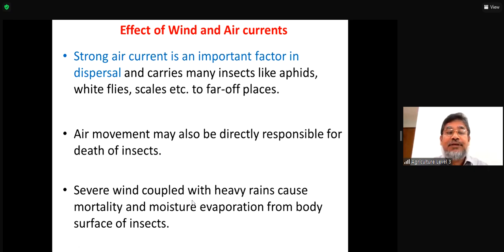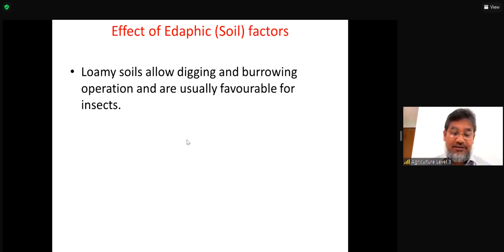But during this period, many of the soft-bodied insects may lose their wings. Some of the insects may get injured. As a result, there might also be evaporation from the body surface. A lot of moisture may be evaporated. As a result, the insects may not survive or may suffer a lot. Okay, so the air current is a non-living factor, and non-living factors can cause this type of problem to the insects.